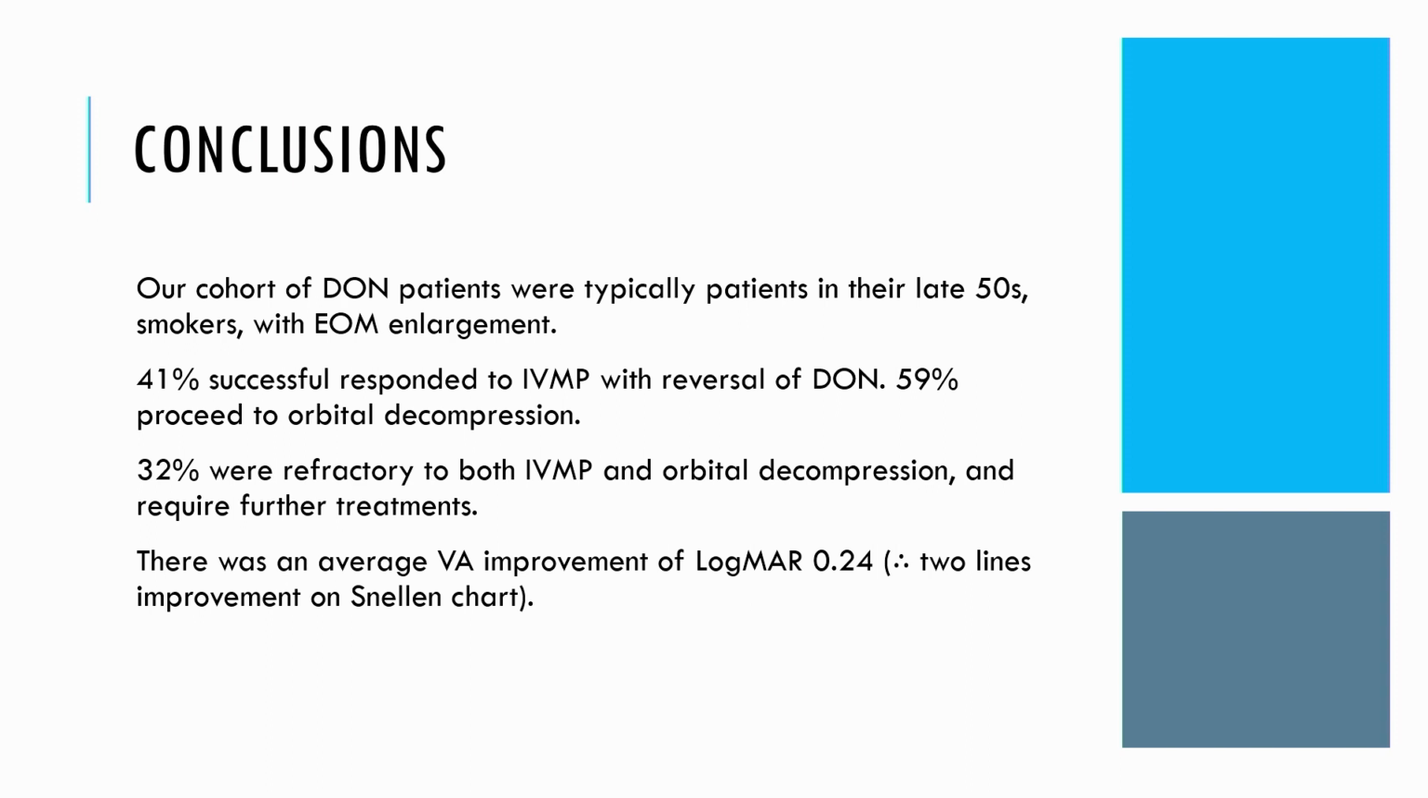In conclusion, the DON cohort typically presents in the late 50s, has a smoking history, and shows predominance of extraocular muscle enlargement. First-line treatment with high-dose IV methylpred completely resolved DON in 41% in this cohort. A considerable proportion of cases need to proceed to orbital decompression. The study found a third of the cases were refractory to both IV methylpred and orbital decompression and required further treatments in the form of radiotherapy and immunotherapy. At the final follow-up, though, most patients retain good vision with an overall improvement of vision by 2 lines on the Snellen chart.